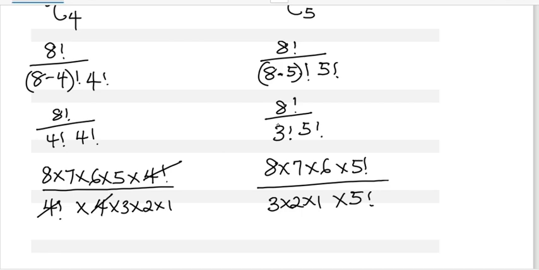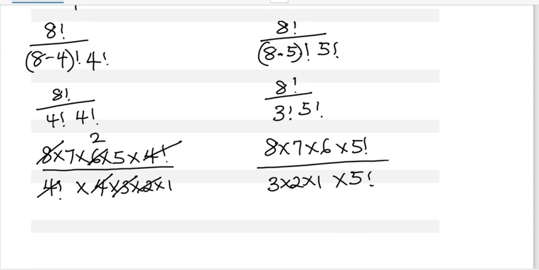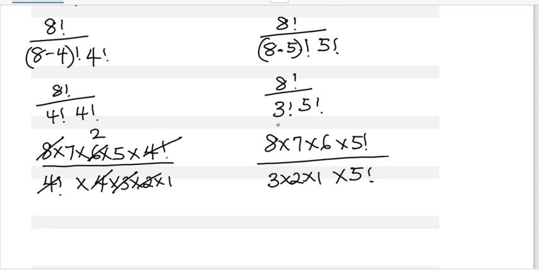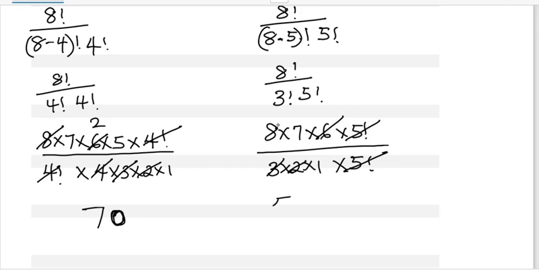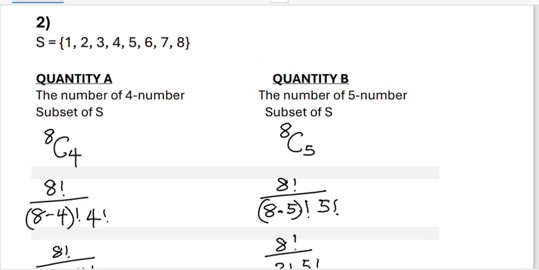The next thing we can do is cancel. 4 factorial will cancel this. 4 times 2 is 8, so we can cancel 8. 3 can divide 6 to give us 2. We have 7 times 2 times 5, so the left-hand side is simply 70. For the right-hand side, 5 factorial will cancel this. 3 times 2 is 6, so we can cancel 6, and we have 8 times 7 left, and that is 56. So clearly, quantity A is greater than quantity B for this particular problem.